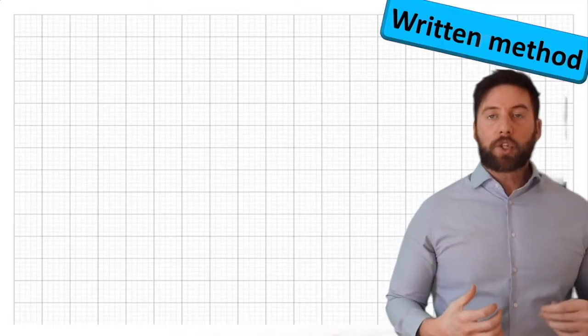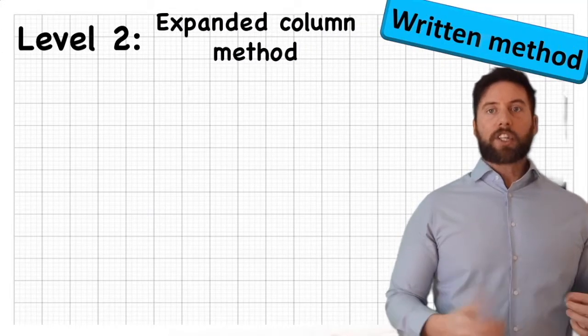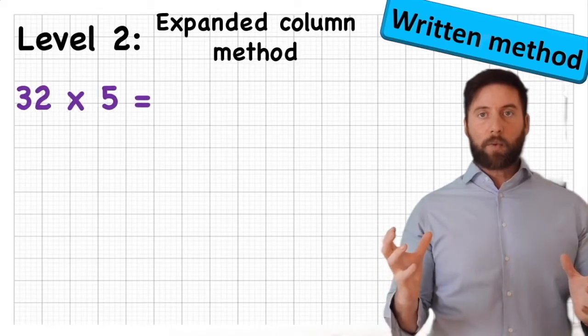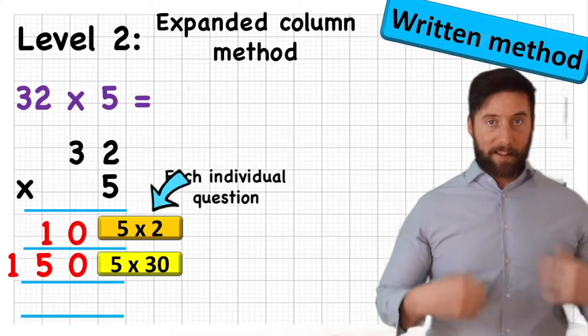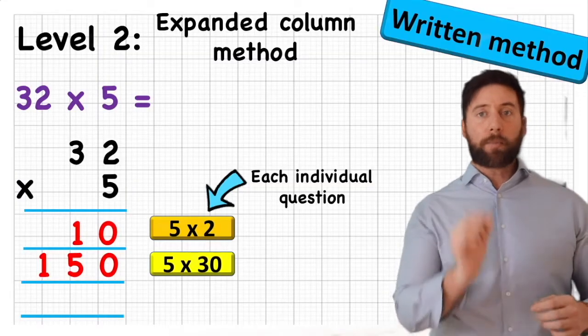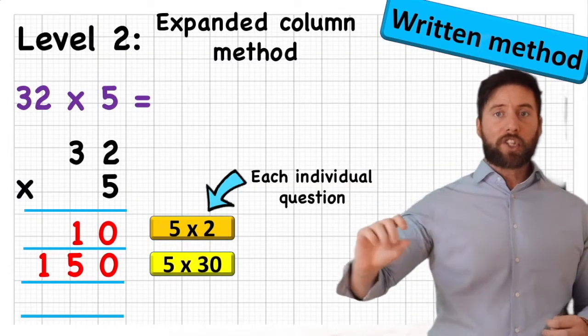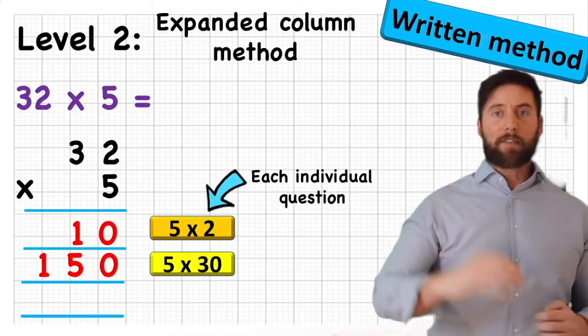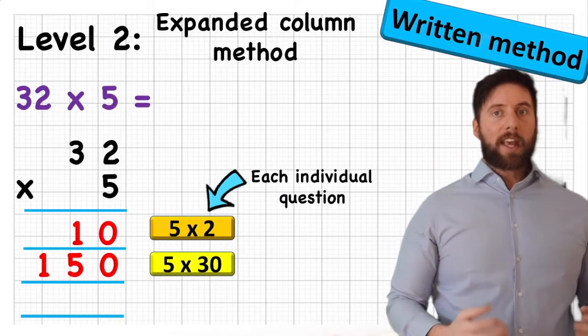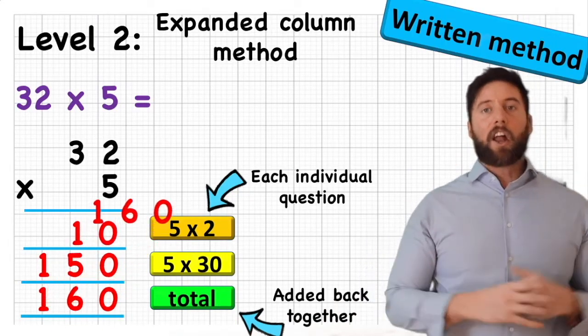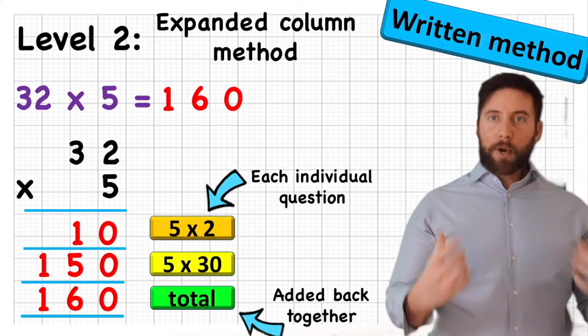So then we moved into formal written method, which is our columns, okay? But we looked first at expanded method, which was a bit like grid method, but looking at it in the formal written method. So we still partitioned every part, and we still wrote down each individual question and did them in 4 or 5 different rows, okay? Again, a good method for understanding what's happening, but it was a bit long.